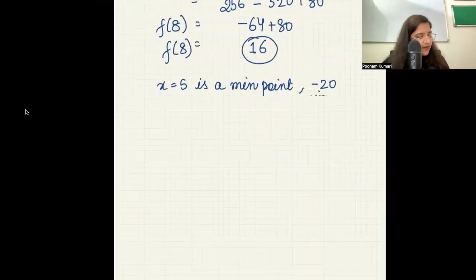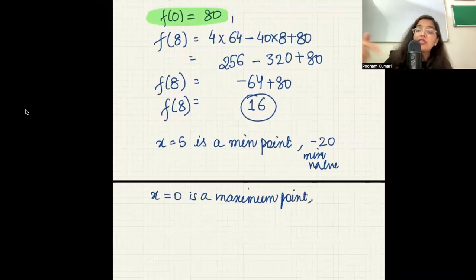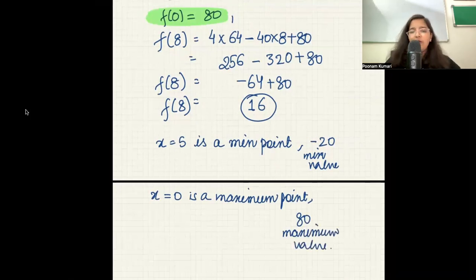What is your maximum value? What is your maximum point? So x equals 0 is a maximum point, right? It is giving the maximum value. It's a maximum point, right? And then what is the maximum value? What is your function value at x equals 0? It is 80. So 80 is the maximum value. Okay. So that is how you can figure out what your maximum value and minimum value are.